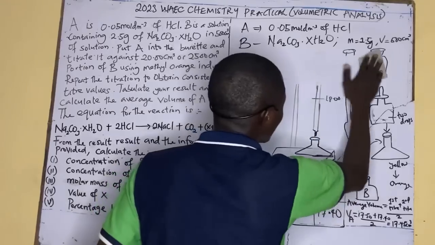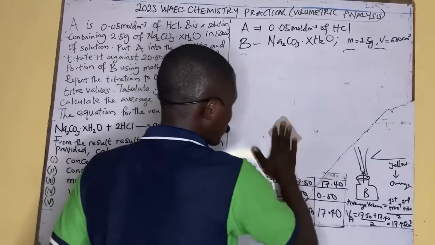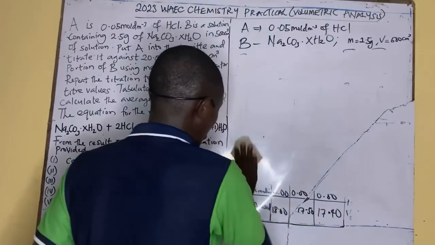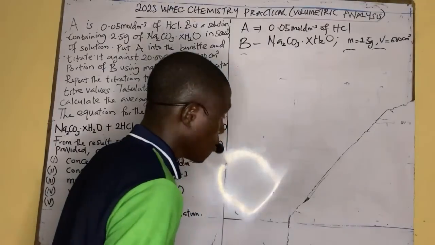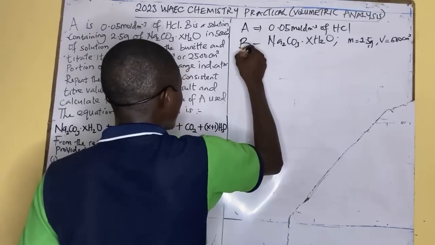So we have the volume of acid used to be what? We have the volume of acid used to be 17.45. So we have to quickly write that. Our information has now increased.